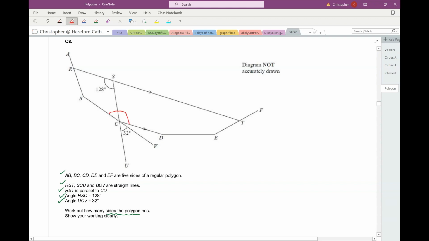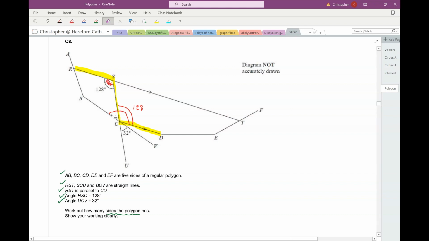Now, there are other interior angles of the same polygon, such as that one, or that one. But the reason that I'm concentrating on the interior angle at C is that I've got some information here. Look, I've got this, and this, with RS being parallel to CD. And so I can tell you that this angle here is 128 because it's alternate with this angle.